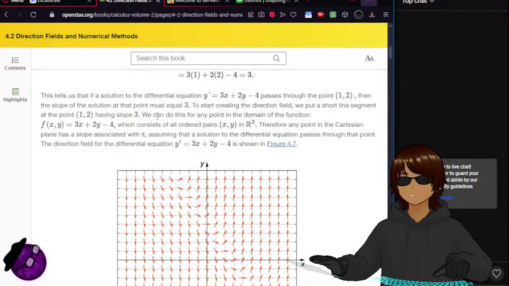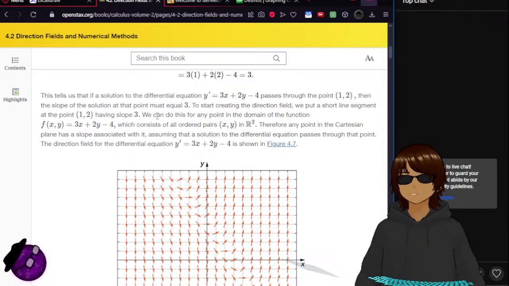We can do this for any point in the domain of the function, which consists of all ordered pairs in R squared. Therefore, any point in the Cartesian plane has a slope associated with it.